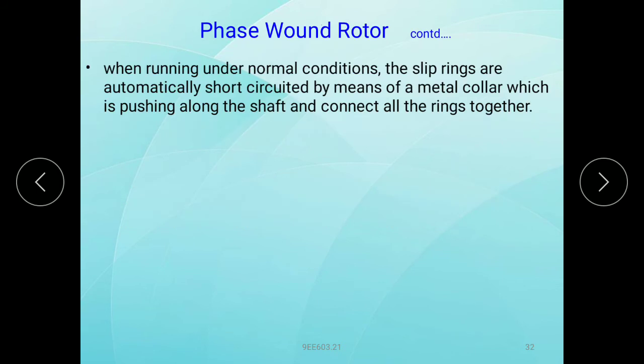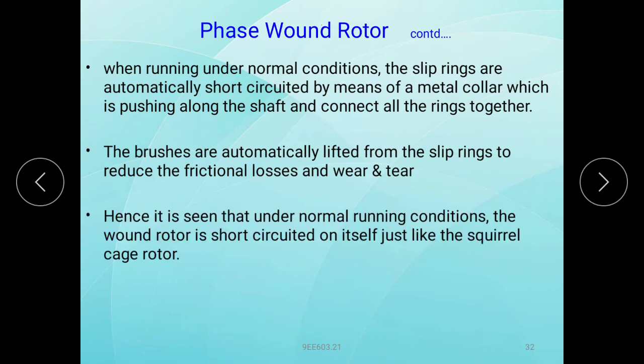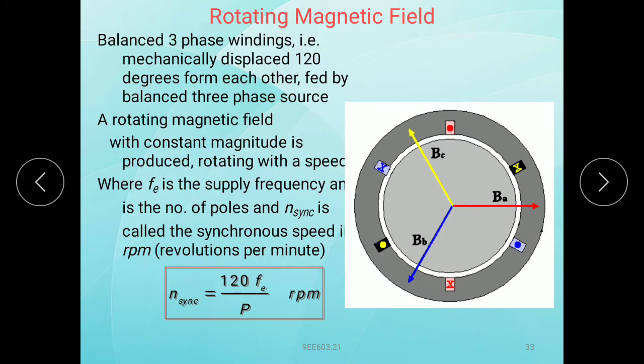Now, when running under normal conditions, the slip rings are automatically short-circuited by means of a metal collar which is pushed along the shaft and connects all the rings together. The brushes are automatically lifted from the slip rings to reduce frictional losses and wear and tear. Hence, it is seen that under normal running conditions, the wound rotor is short-circuited on itself, just like the squirrel cage induction motor.